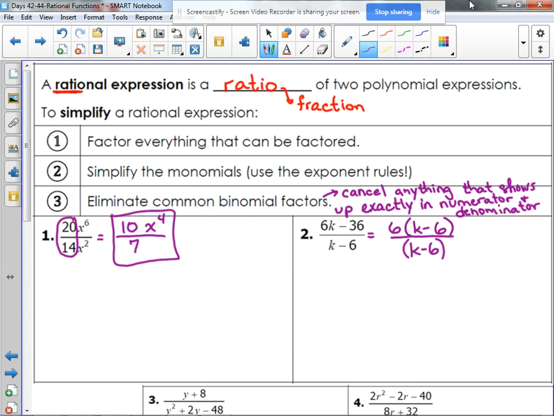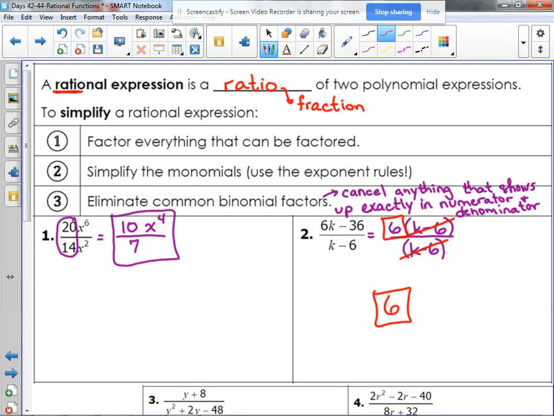Now, just for clarity, I'm going to put parentheses around what we had in the denominator because there's nothing to factor out of the k minus 6. There's no GCF. It's not a quadratic, so it's not factorable in that way. I want you to put those parentheses so you see that those are exactly the same expression. When they are exactly the same expression in the numerator and in the denominator, you can cancel those. And all we're left with, in this case, is the 6.